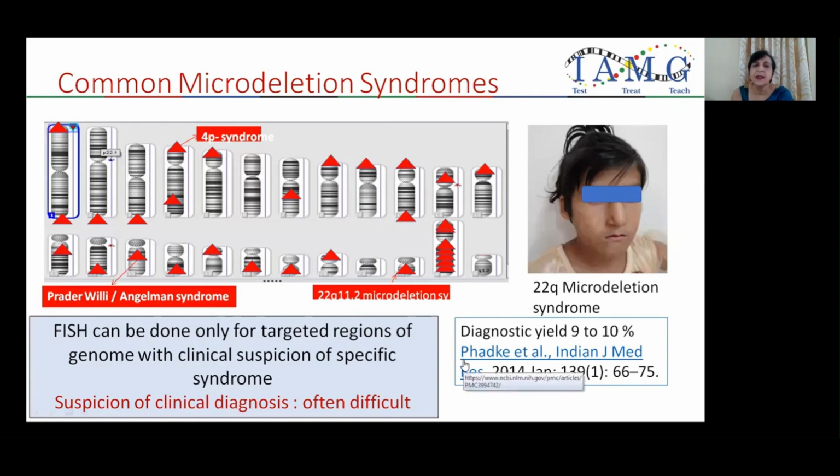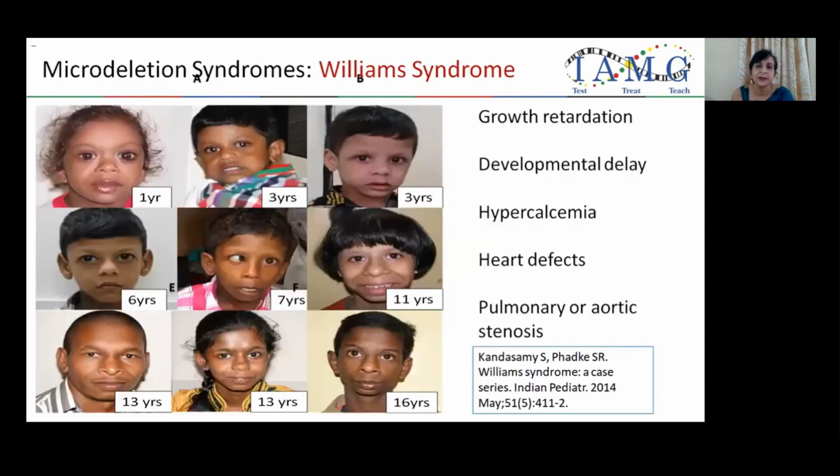And what we found using these MLPA probe sets is that the diagnostic yield for intellectual disability is about 9 to 10%. This particular child, the picture shows a long pear-shaped nose, and this is characteristic of 22q microdeletion. So if you have such a clinical diagnosis, then you can go ahead with FISH. But if you do such multi-targeted testing, then the particular region will be covered. And also, if you do not have any clinical clue, then also probably you can get the correct diagnosis.